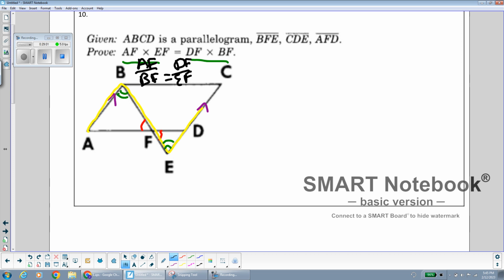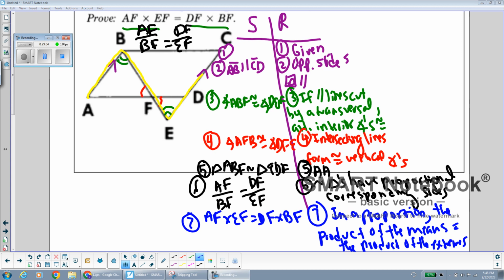So I'm just going to take a second and write the proof. Please do so as well. Here's the proof written up. As you can see, everything that we talked about is here in the proof. So we have opposite sides of the parallelogram are parallel. So then we have the congruent alternate interior angles, the vertical angles, and that gives us AA to prove the triangles similar.